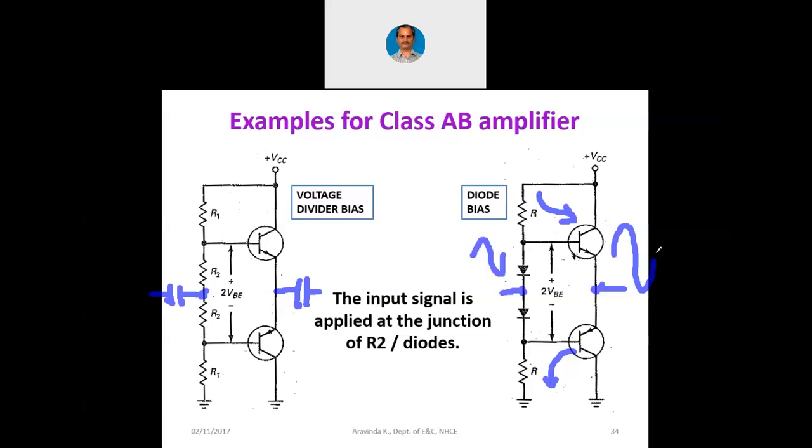Now if you want to have a larger amplification, we can increase the value of VCC. So in this way we are keeping both the transistors slightly on, and when the input signal is applied, they will turn on and turn off accordingly. And here the conduction angle is slightly greater than 180 degrees. That is why this is called class AB.